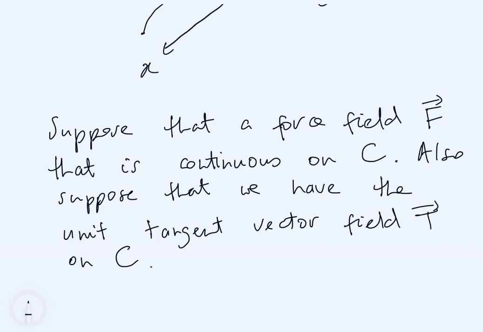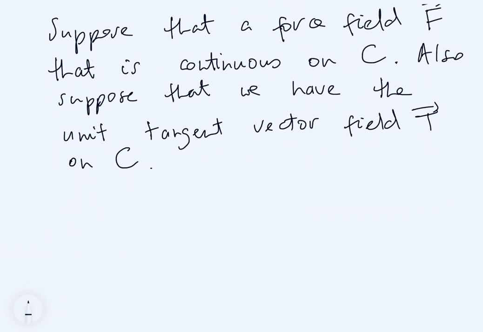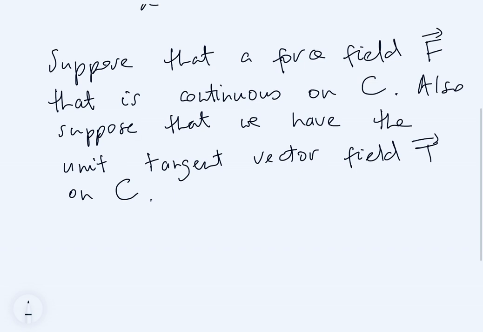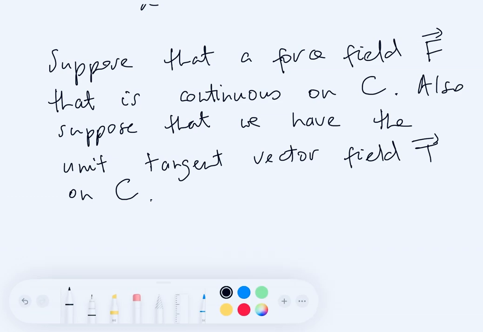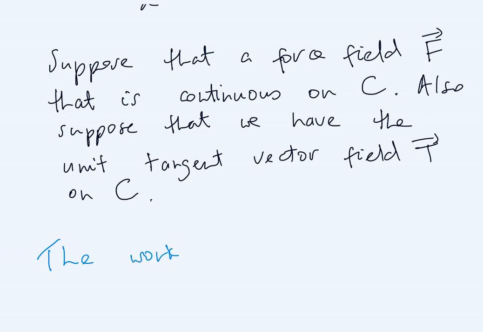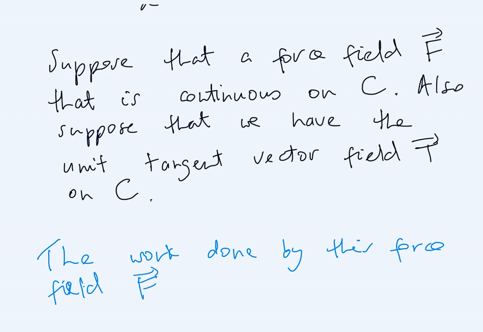So we've got F, which is the force field on C. It's continuous on C. And we also have this unit tangent vector field T on C. So now, to define the work done by the force field F on C, we do it as follows. The work done by this force field F on C is defined as follows.